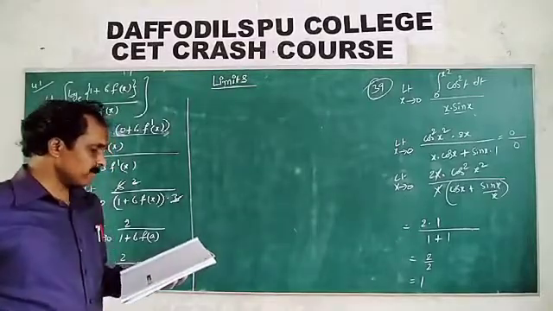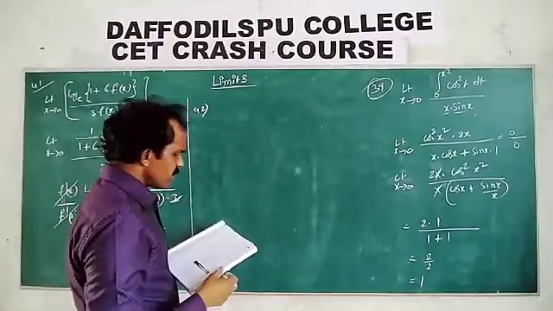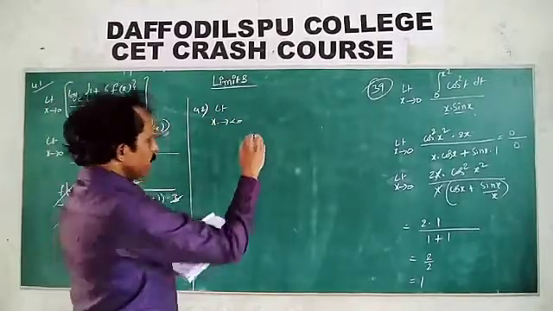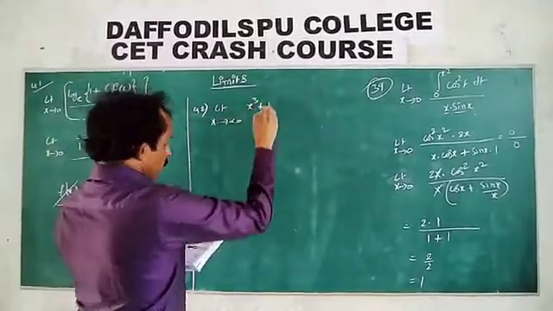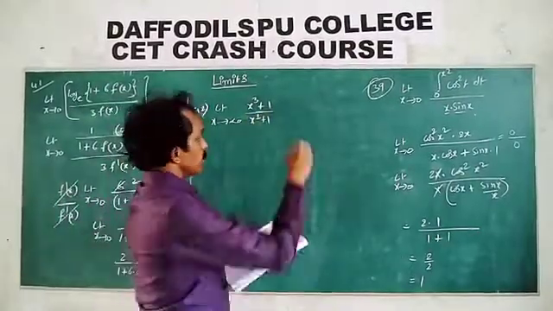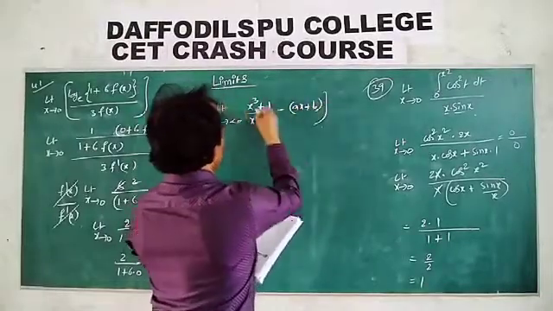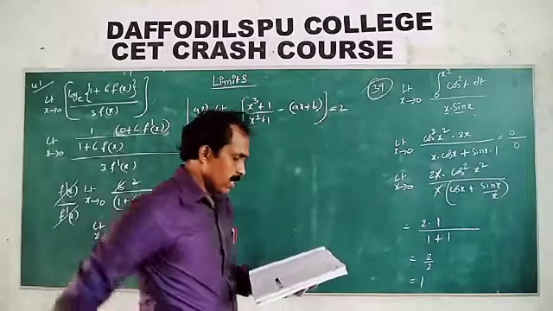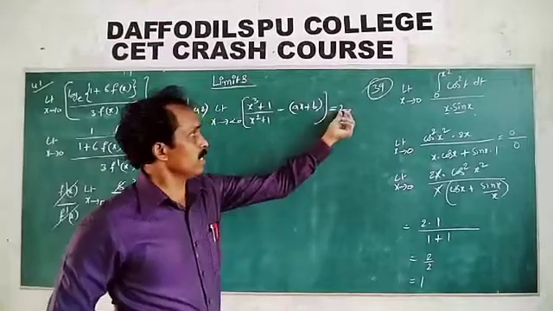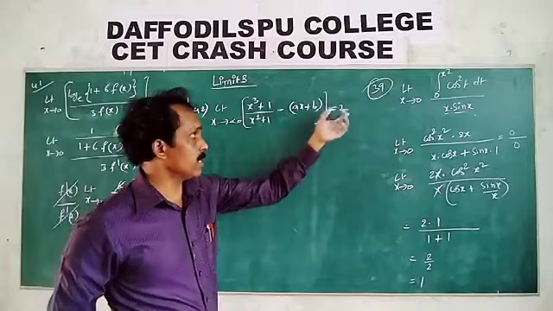Next, 42. Limit x tends to infinity of (x cube plus 1 by x square plus 1 minus (ax plus b)) is equal to 2. Then this limit exists at that value, and only then is the answer possible. So it exists. Okay, good.